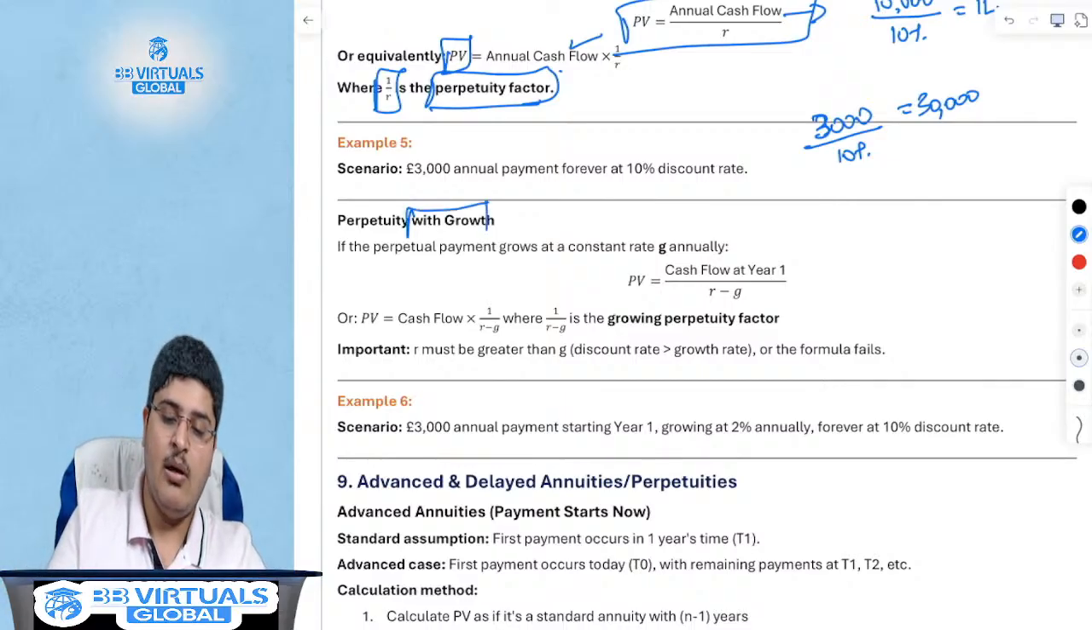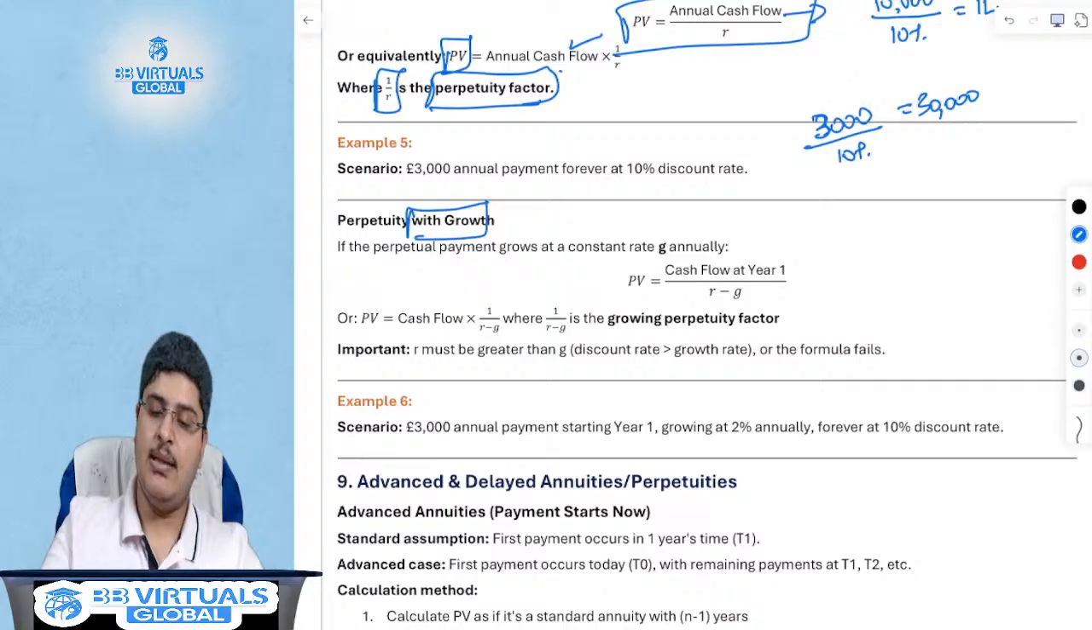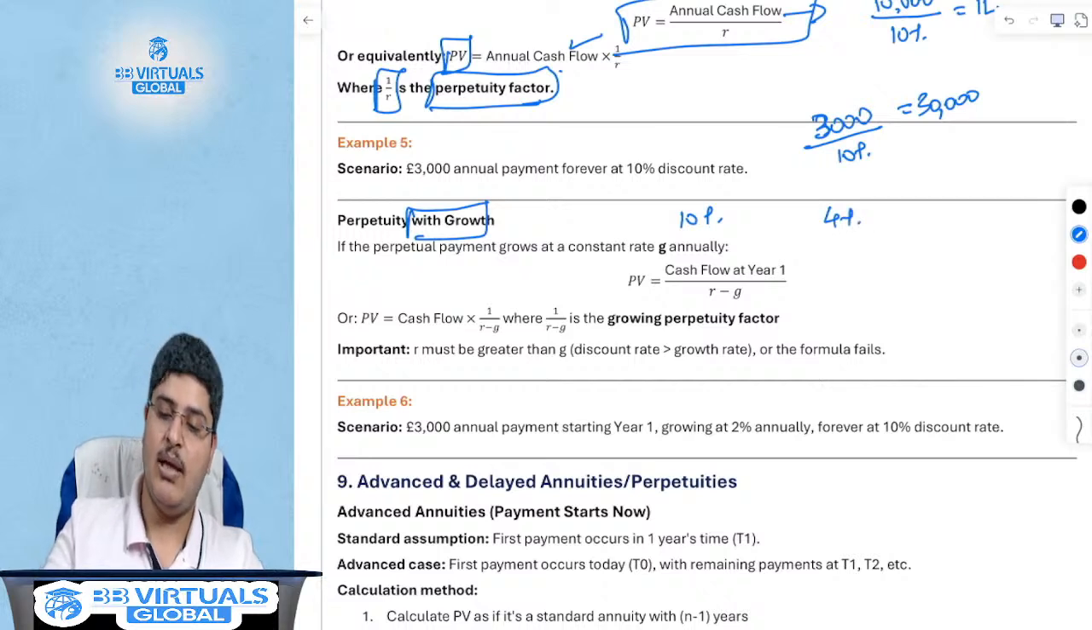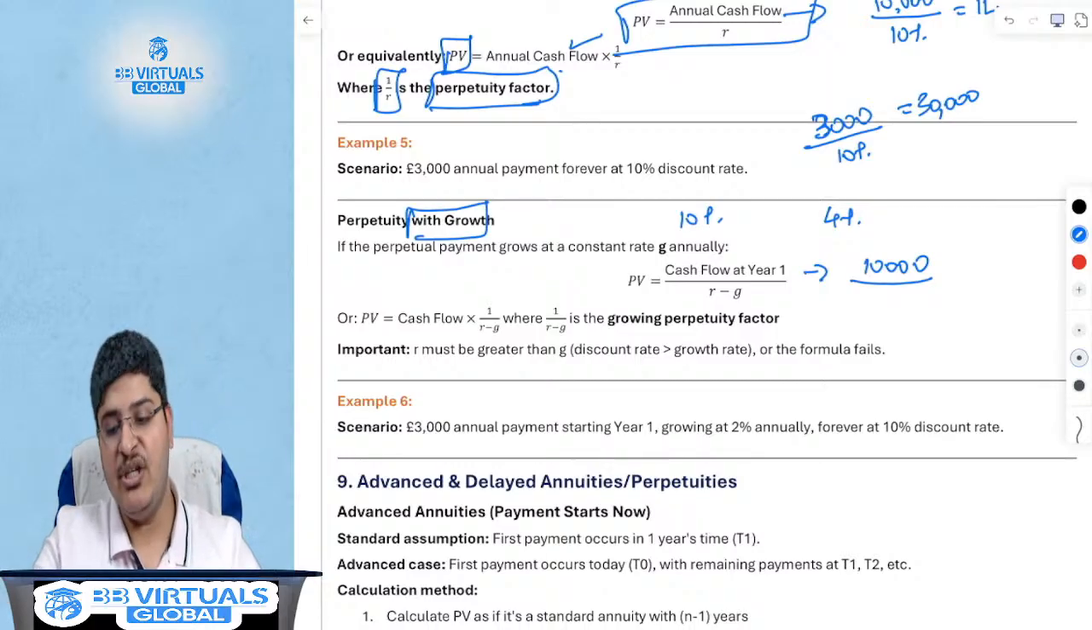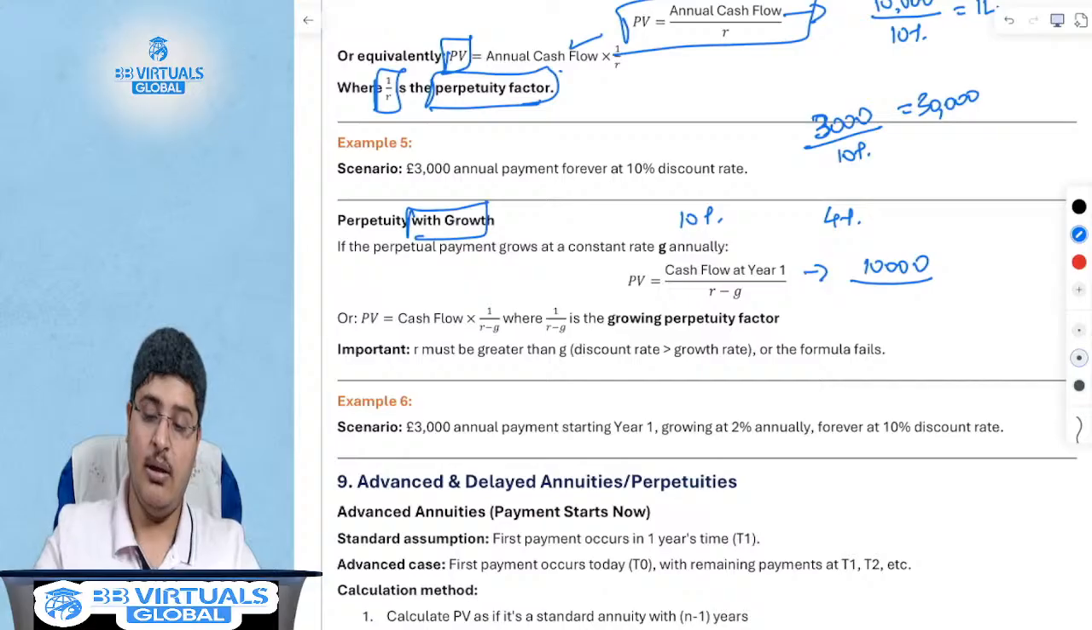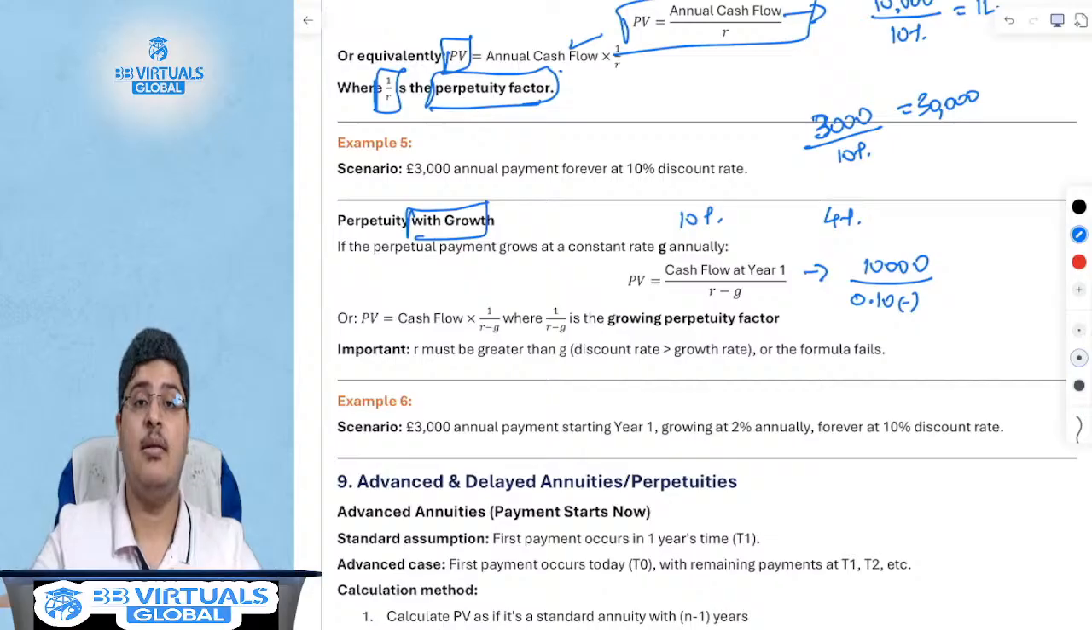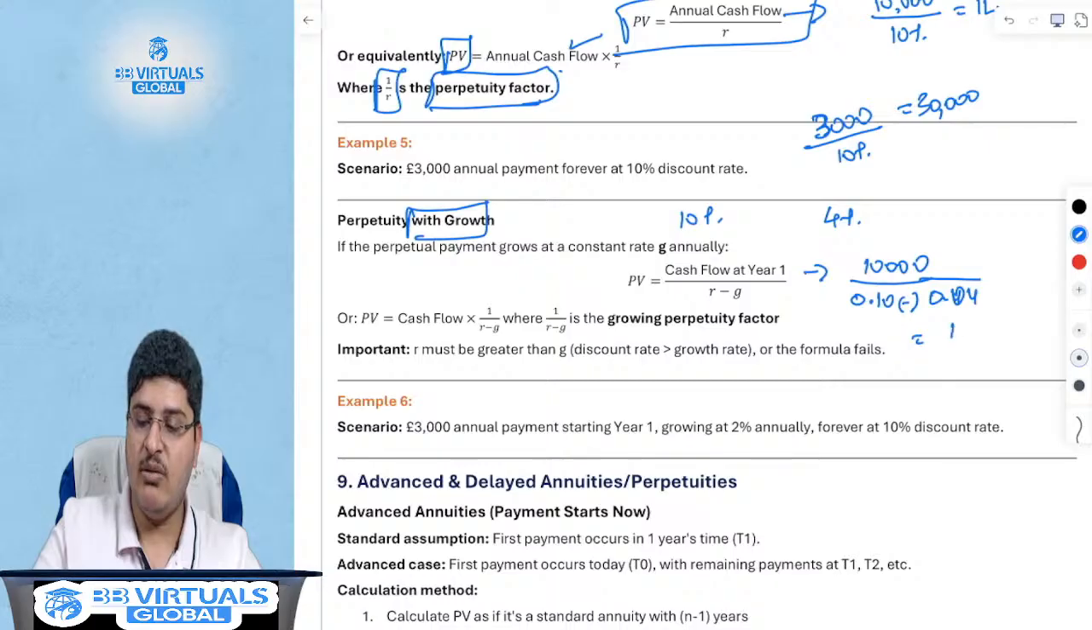Okay, if there is a growth of X% in your rent, let's assume the discounting rate is 10% and the growth in your rent every year is 4%. What do you do? Then the formula is, what is the rent that you receive in year 1? Let's assume you receive a rent of 10,000 in year 1. Then the formula is the cash flow that you receive in year 1 divided by the discount rate, which is 0.10, minus the growth rate of 4%, which means 10,000 divided by 6%.